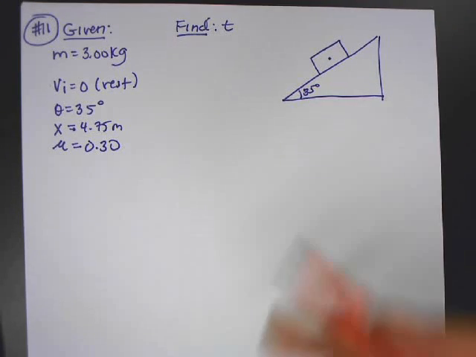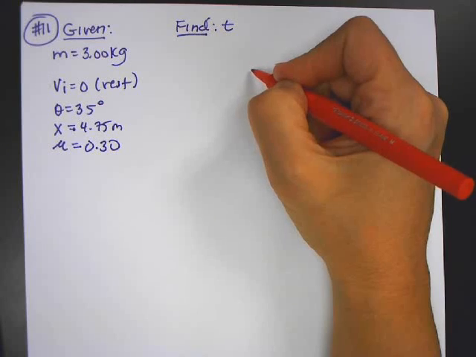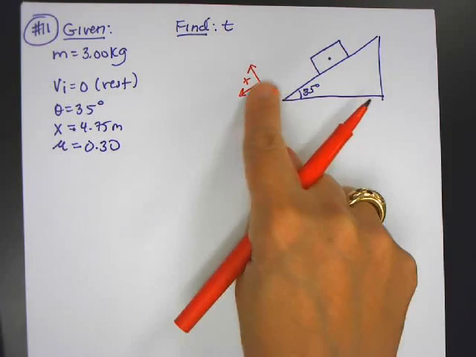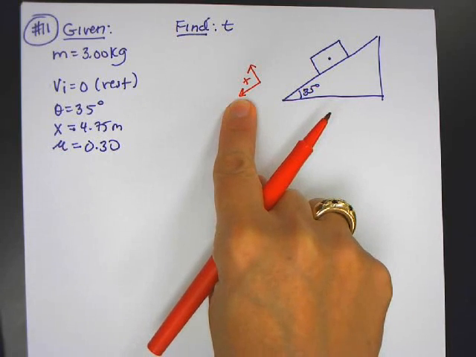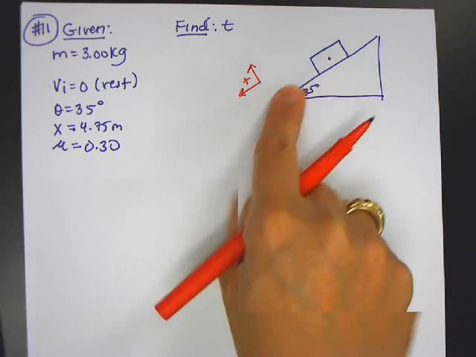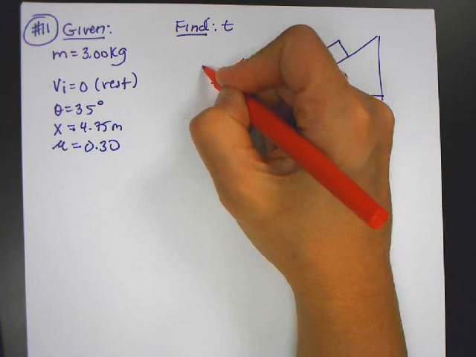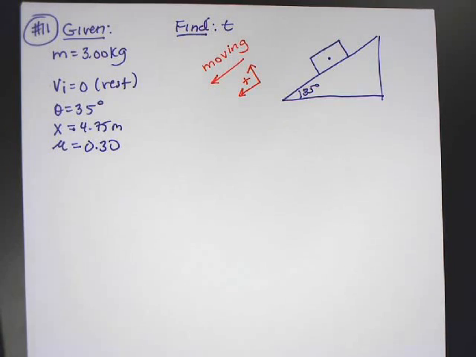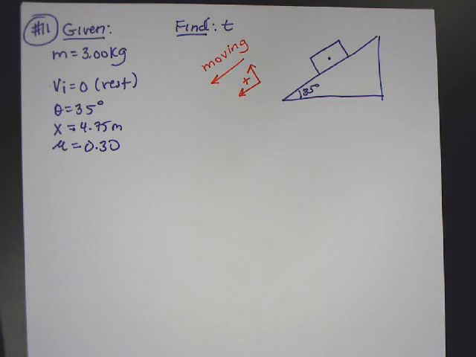Now, remember, I want my sign convention to be in the direction in which it's moving. So look what I'm doing. I'm shifting my sign convention. I'm making down the incline positive instead of up the incline, because that's the way the box is moving. Okay, then I'm going to show all the forces acting on it.